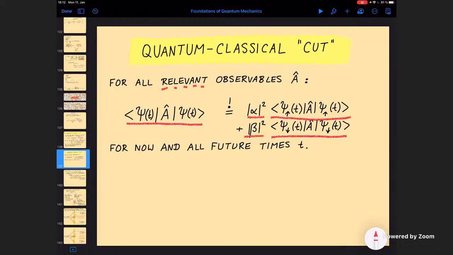We don't only want this replacement to be correct for one particular observable, it should hold for any relevant observable. Again, we will discuss this in a moment. And it should not only hold for a particular time, but it should safely hold for all future times, so that I can really throw away this more complicated superposition state and completely replace it by saying I have psi up or I have psi down with probability alpha squared or beta squared. So that's the question.